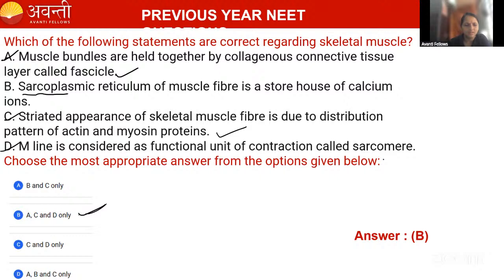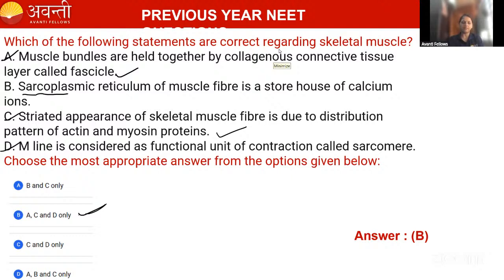No. The M line. Is that correct, guys? D option? No, right. Actually, ABC is correct, right? Yeah, ABC is correct. Which is called as the functional line between the two.